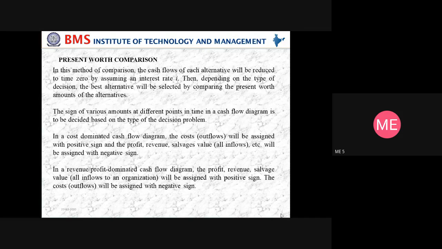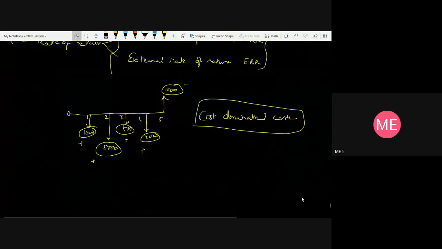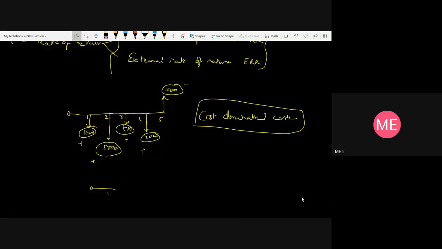This is a very important thing which you need to understand: what is meant by a cost dominated cash flow diagram, and what is meant by a revenue dominated cash flow diagram. So how it looks is like this. Say, for example, I have drawn one more cash flow diagram. At the end of the first year, I have say 2000, then one more, say 5000, and then at the end of third year, I'll be having 1000. At the end of fourth year, I'll once again have 5000. So these are the different cash flows, and at the end of fifth year, I have some cash outflow, say 1000.